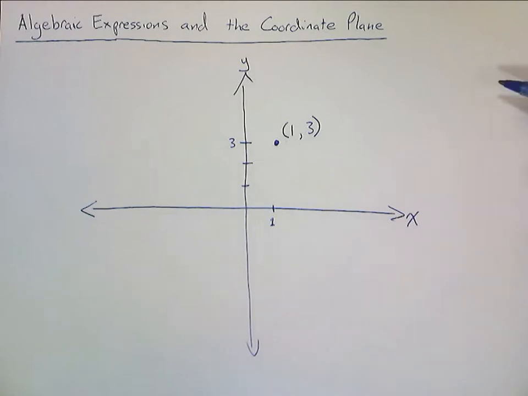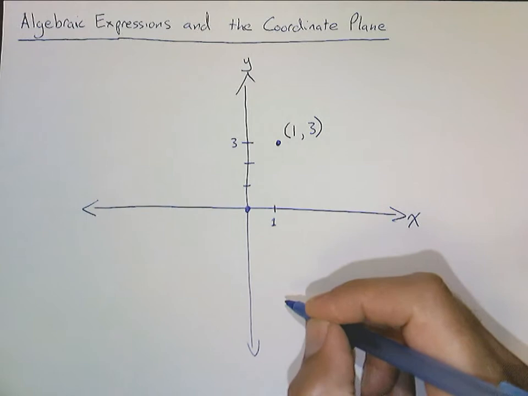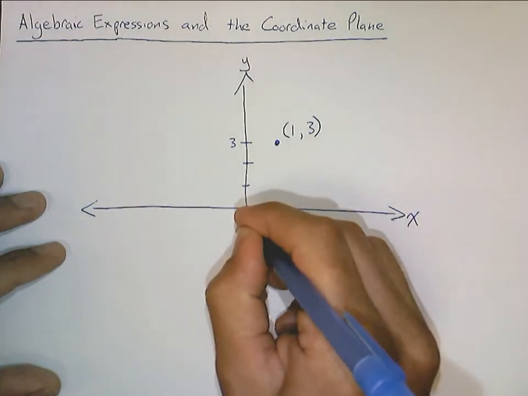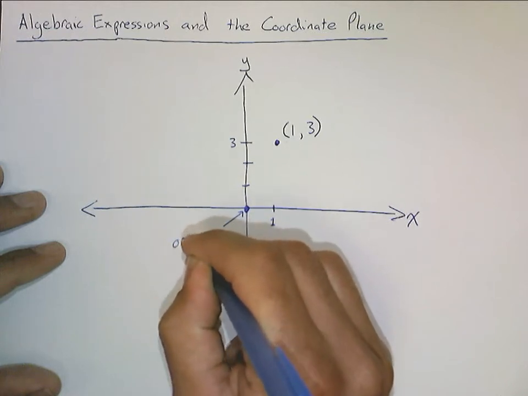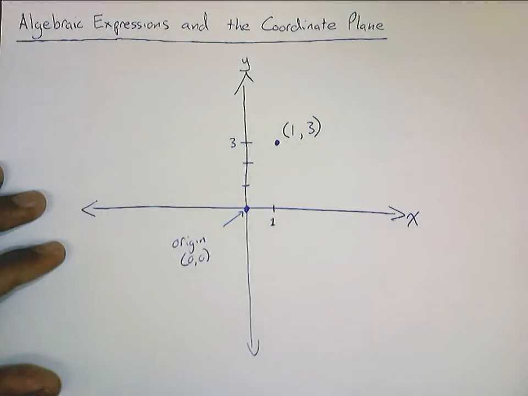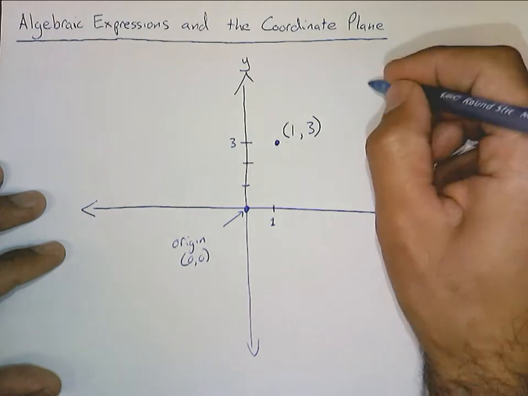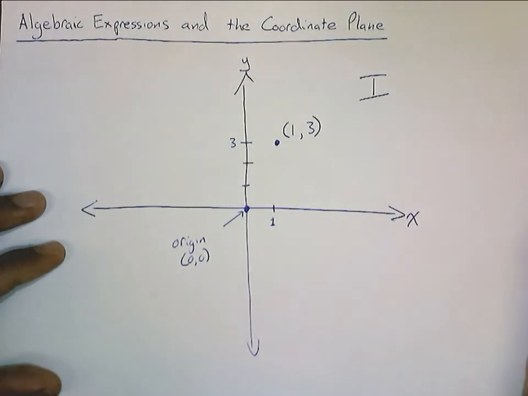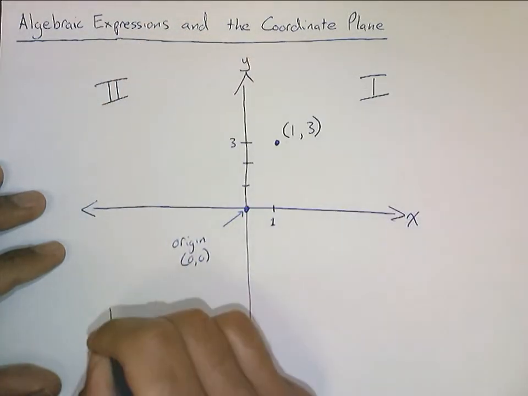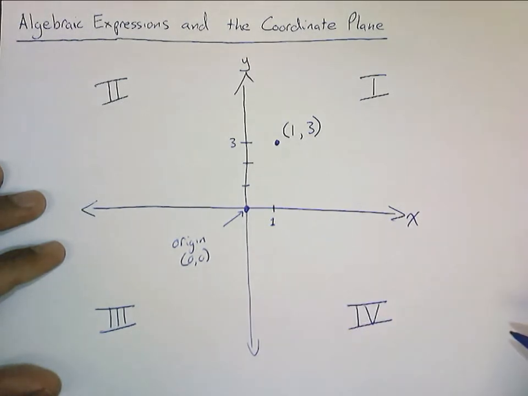A couple other things here. For instance, here at this point, the point (0, 0), where the two axes meet, where they intersect, that point is, of course, called the origin. The two axes divide up the plane into 4 quadrants. This we call the first quadrant, labeling it with a Roman numeral 1. This is the second quadrant. This is the third quadrant down here. And this is the fourth quadrant down here.